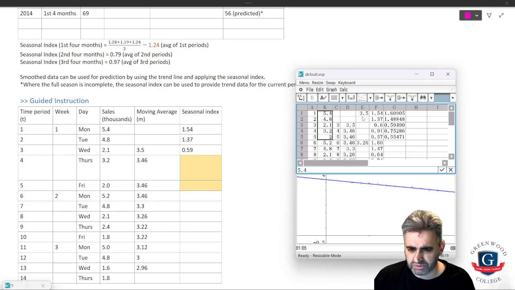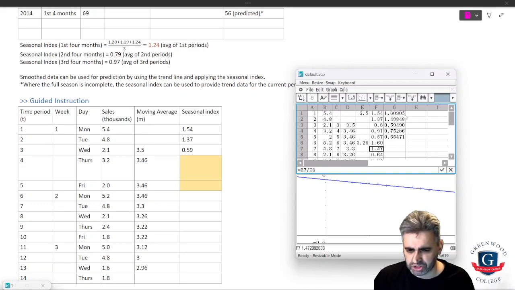So if you add those up, divide by 5, you get this value. And then if we divide that by our average, it gives us the index for Monday. And then we divide that by that, get an index for Tuesday, and that index for Wednesday. And then we find out the average of the second week and repeat the process, the average for the third week and repeat the process, and then find the average for all the Mondays.